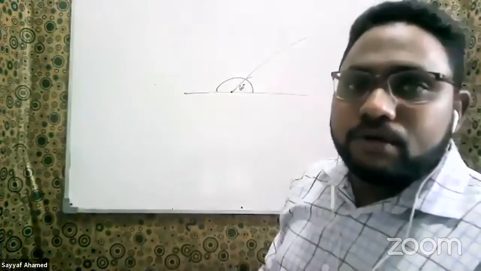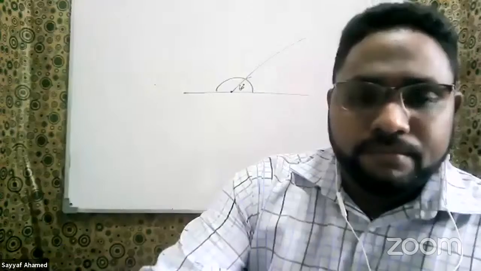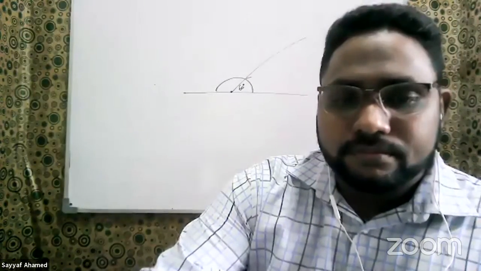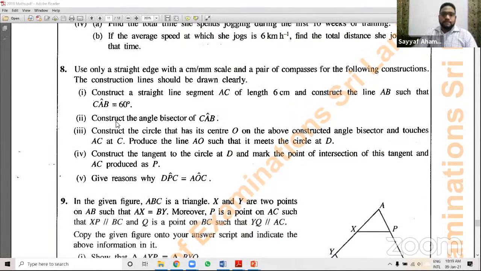Then Roman number 2 they ask in the 2019 paper is: construct the angle bisector of CAB. That means you are making it 30. Likewise Roman number 3: construct the circle that has center O on the above angle bisector and touches AC at C. So what you need to do, from Roman number 1 to 5, this is just an example I'm showing, is go through one by one and draw on your sketch.